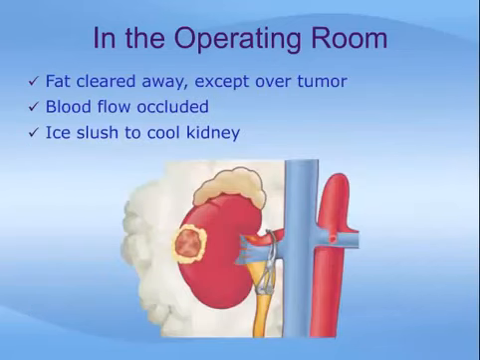After gaining access to the kidney, the surgeon will open Gerota's fascia and clear the fat away from the kidney except for that over the tumor. The renal blood vessels are identified and temporarily clamped to stop blood flow to the kidney. Special medications to preserve the kidney may be given prior to this. The kidney may then be cooled down with ice slush for several minutes to protect it from the effects of having its blood supply temporarily occluded, especially if the blood flow is to be disrupted for greater than 30 minutes.